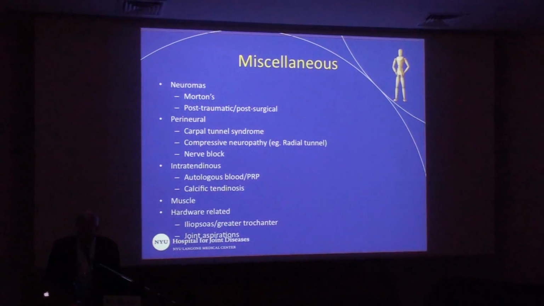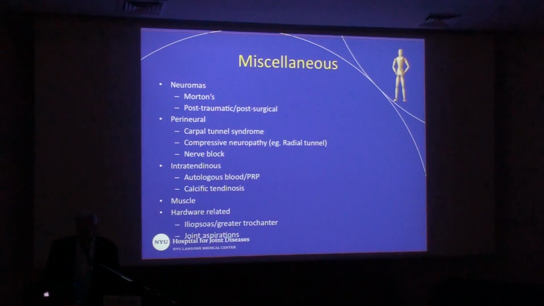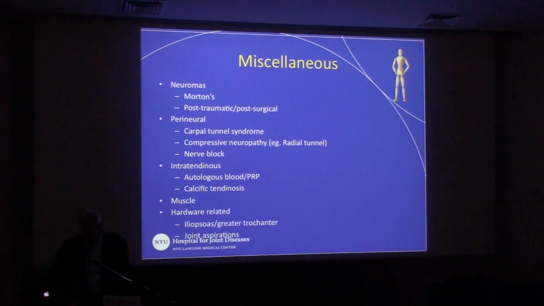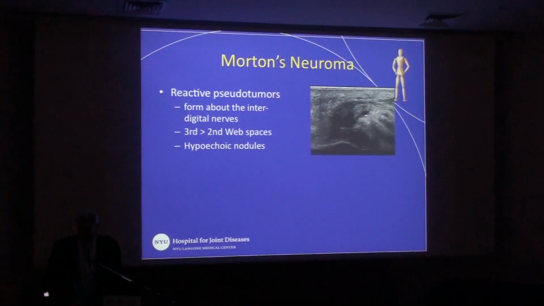So we're going to end up with a few miscellaneous types of injections that we do fairly frequently. Probably neuroma is actually one of the more common injections that we do at our institution. They're fairly common, although there are a variety of post-traumatic reasons for having various types of neuromas as well. We're doing more and more perineural injections in our practice, as well as intratendinous injections, usually in the form of platelet-rich plasma injections. So let's look at some of these.